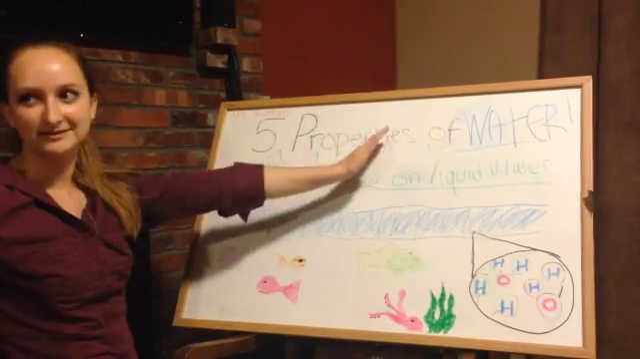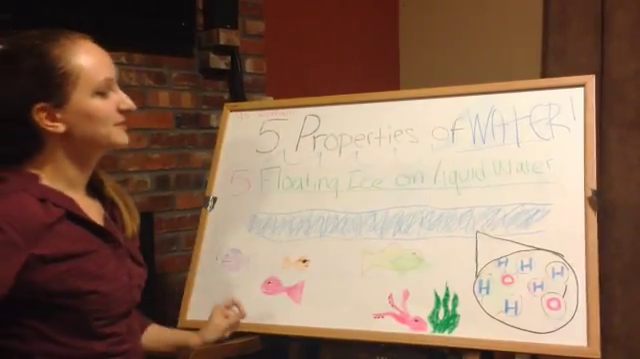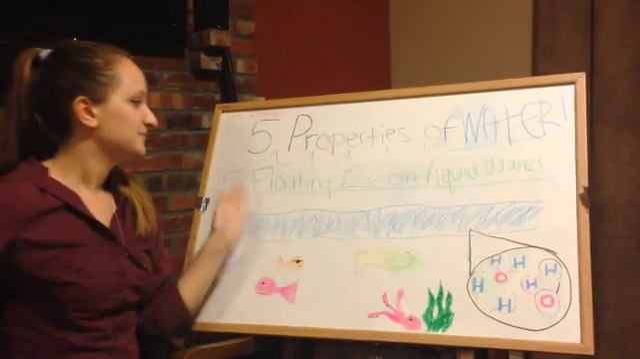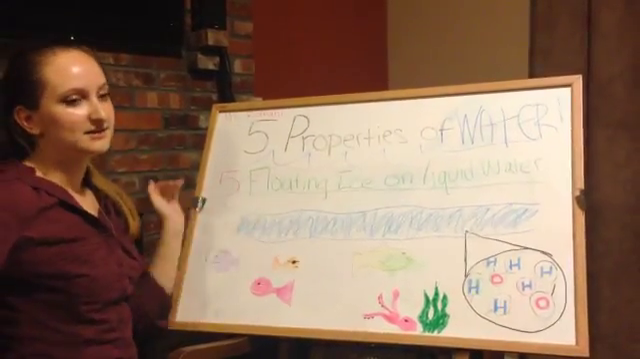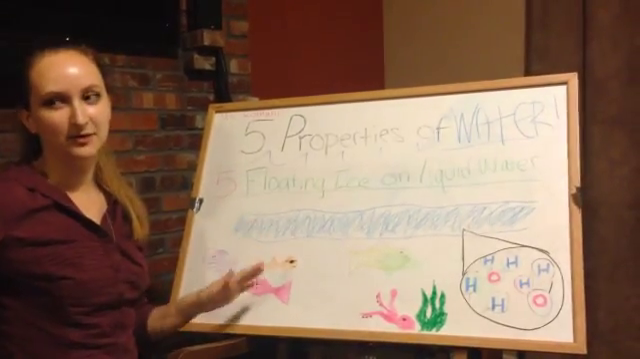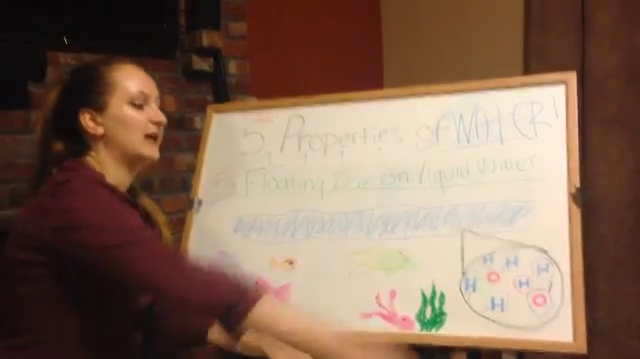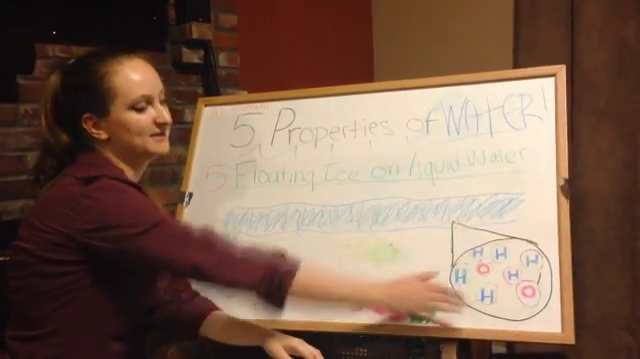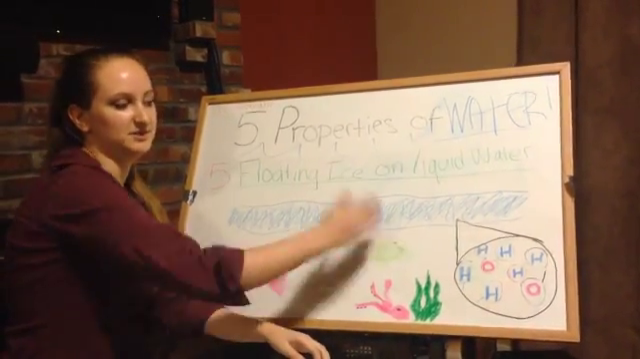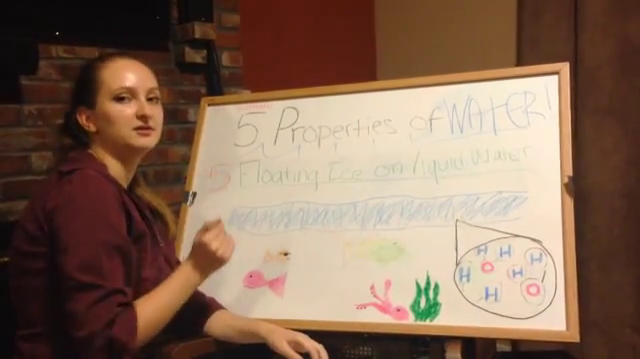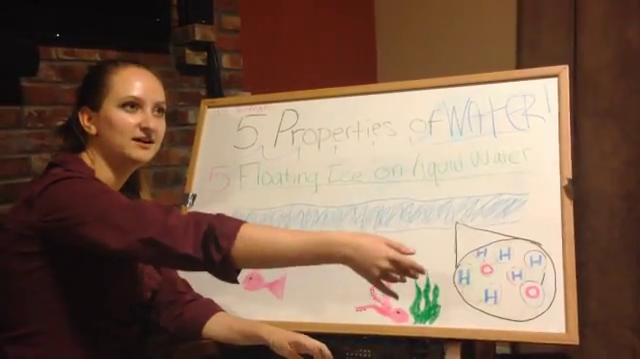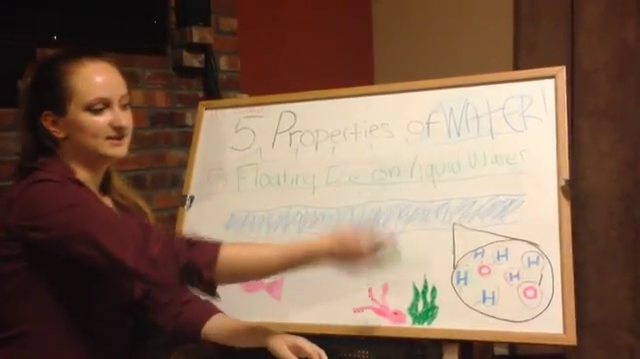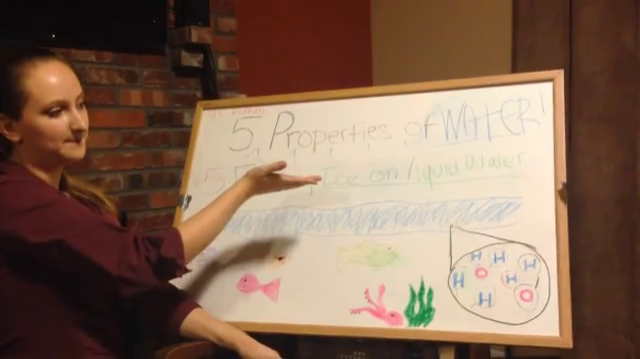So the last property, the final, fifth property of water, is floating ice on liquid water. How this works is ice is 10% less dense than water. It's like that because as water slows down, the molecules begin to form a lattice structure with hydrogen bonds in between them. And because the bonds are at an arm's length, so further away, it makes it less dense than water itself is. The density means that it floats to the top.